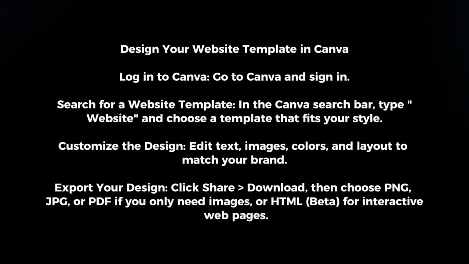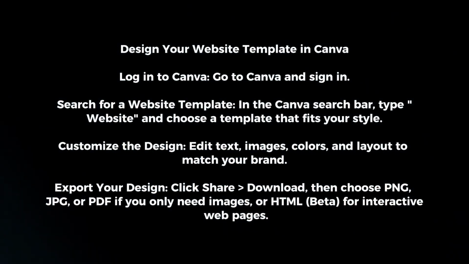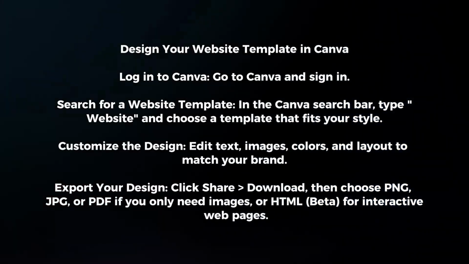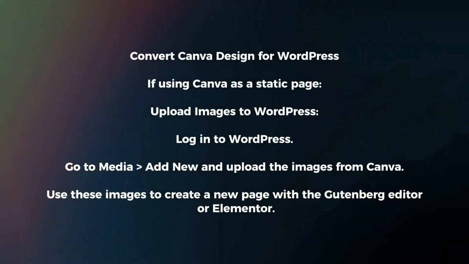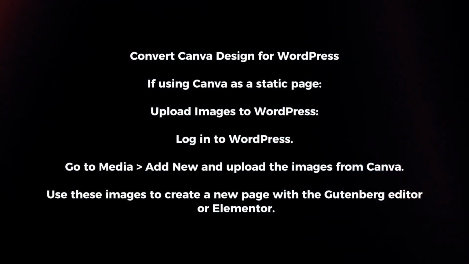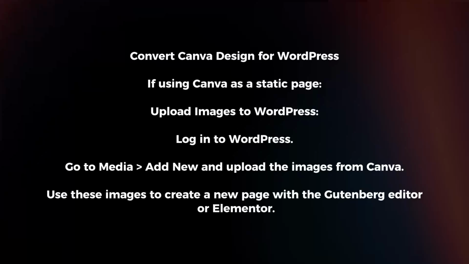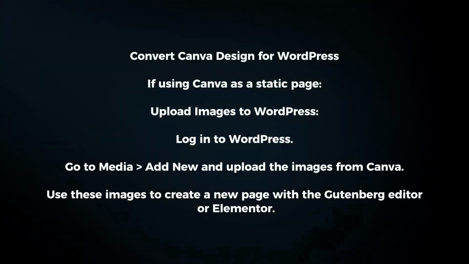Export your design. Click Share, Download, then choose PNG, JPG or PDF if you only need images or HTML for interactive web pages. Convert Canva design for WordPress. If using Canva as a static page, upload images to WordPress. Log into WordPress. Go to Media, Add New and upload the images from Canva. Use these images to create a new page with the Gutenberg editor or Elementor.